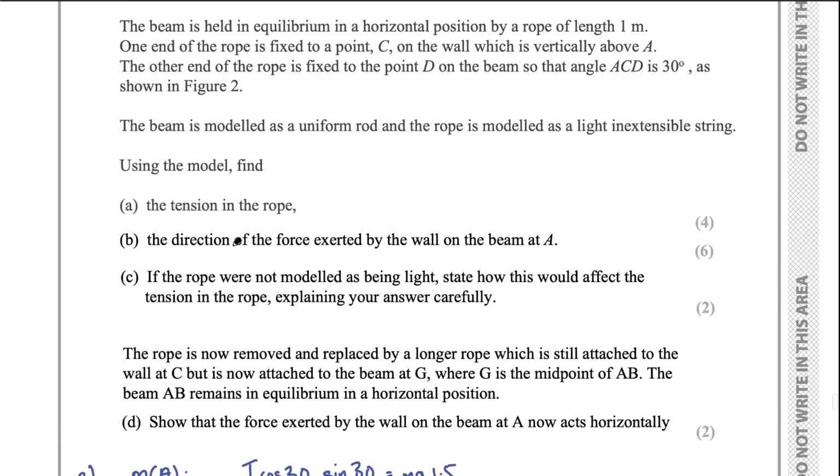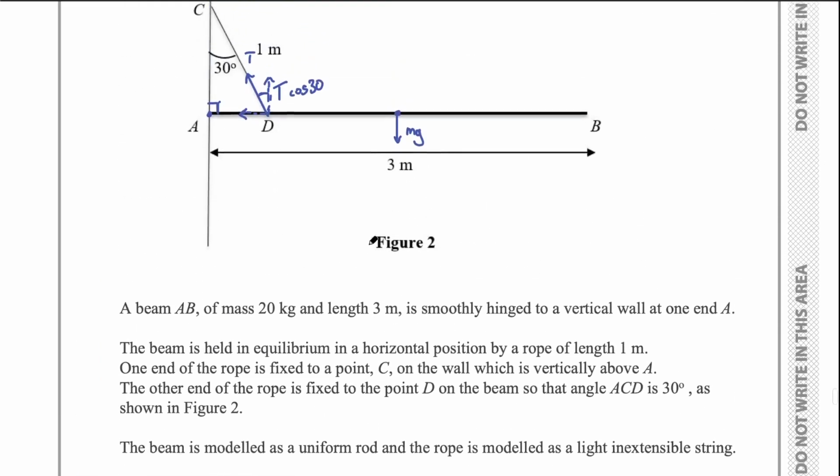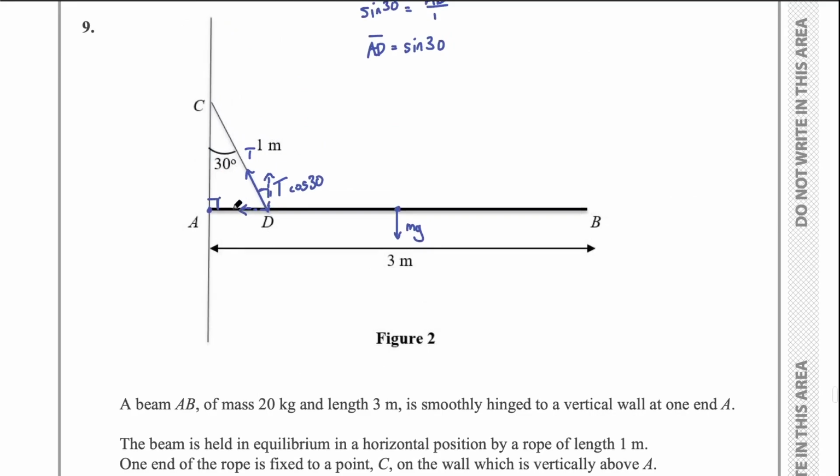Part B says the direction of the force exerted by the wall on the beam at A. Because this tension force is pulling towards the wall, there must be some force pushing back from the wall against the rod, and we need to find the direction. This tension force is not going to be pulling exactly horizontally against the wall, so that direction is going to be at some angle. To work out that angle, we can resolve the forces horizontally and vertically.